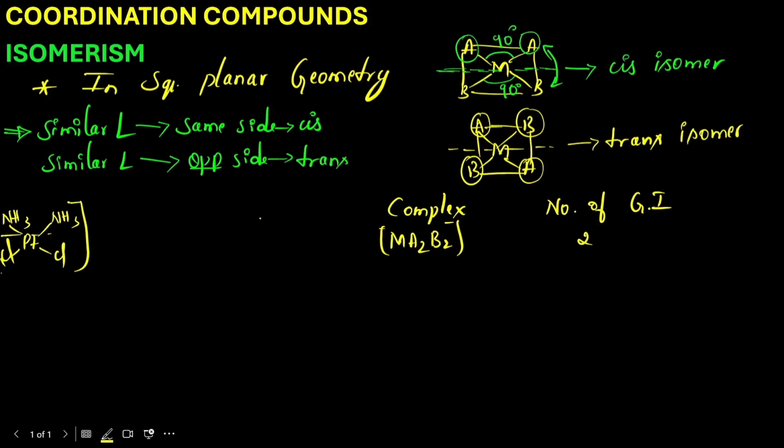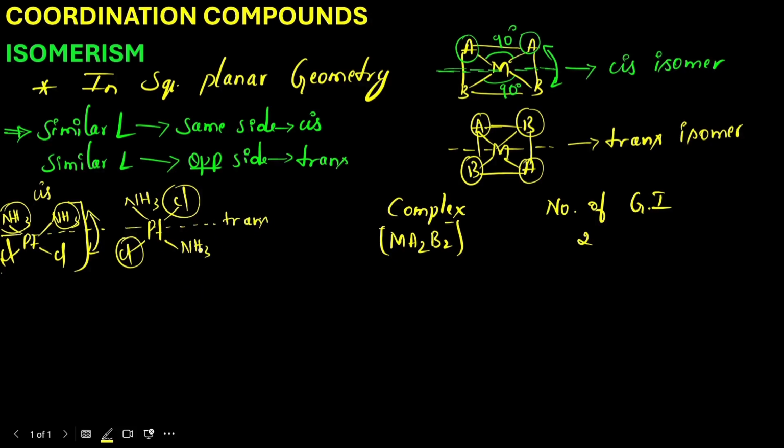So here if you pass the plane, two same ligands are present on the same side, therefore it is a cis isomer. Again, if we exchange these two ligands, what happens? Here platinum, here NH3, Cl, and here NH3, here Cl. So what happens when you pass the plane? Same type of ligands are present on opposite sides, therefore it is the trans isomer. How many isomers are possible for the complex of Ma2B2? It is 2. Therefore, the number of geometrical isomers is 2.